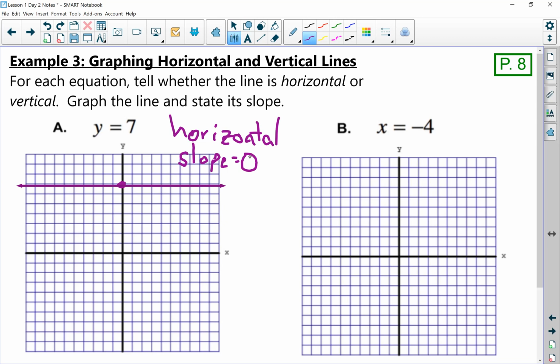X equals -4. Crosses the x-axis, does not cross the y-axis. So like that. This is a vertical line, and the slope is undefined.